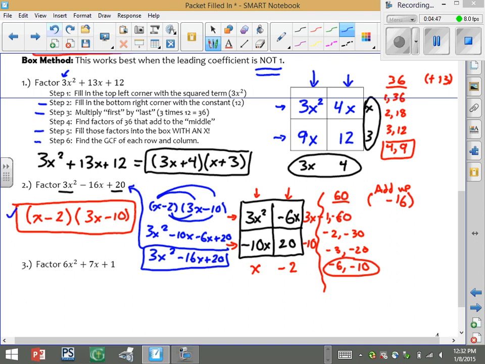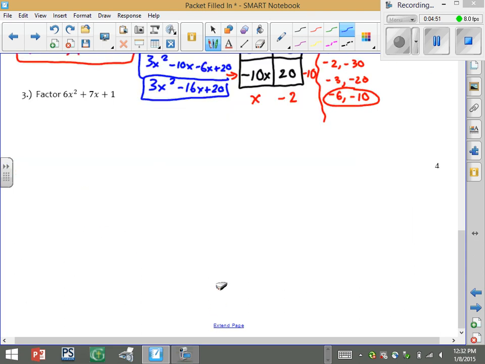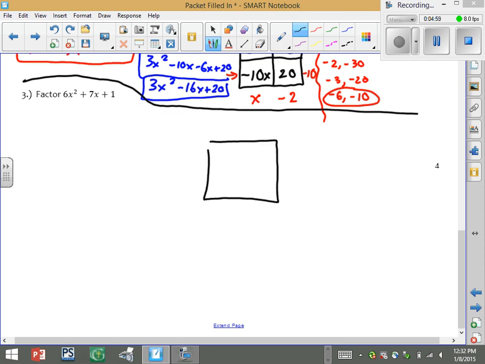So let's do one more example in this particular video, and that'll be number 3 right down here at the bottom. So let's maybe give ourselves a little bit of separation. So let's draw our box. I got plenty of room now. So top corner of that box is going to be 6x. The bottom corner is 1.